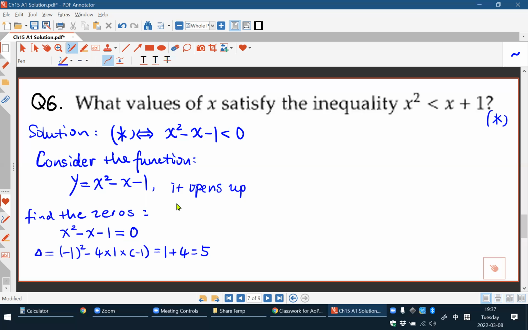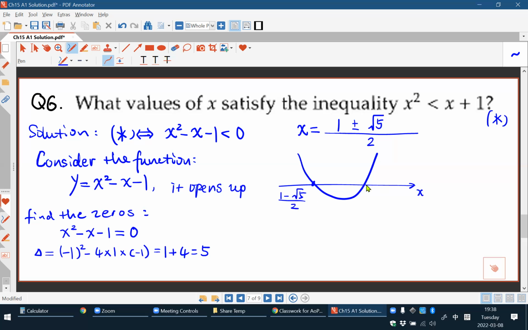Then we know that x is negative b, which is 1, plus or minus the square root of 5, over 2a, which is 2, right? These are the two zeros of this function. So this function will have a curve like this. It opens up, and there are two zeros. This is the horizontal axis. One of them is 1 minus square root of 5 over 2. The other one is here, which is 1 plus square root of 5 over 2, right? These are the two zeros.